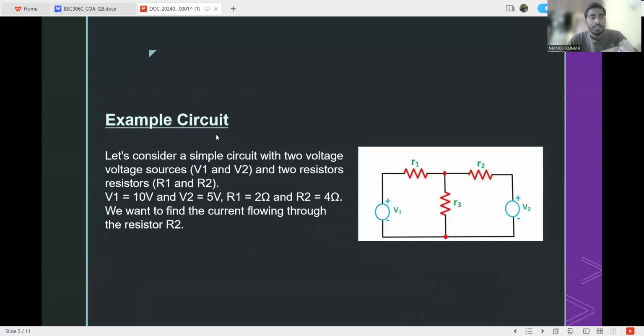Next, example circuit. Let's consider a simple circuit with two voltage sources, V1 and V2, and two resistors, R1 and R2. V1 is equal to 10 volts and V2 is equal to 5 volts. Resistor R1 is equal to 2 ohms and resistor R2 is equal to 4 ohms. We want to find the current flowing through the resistor R2.